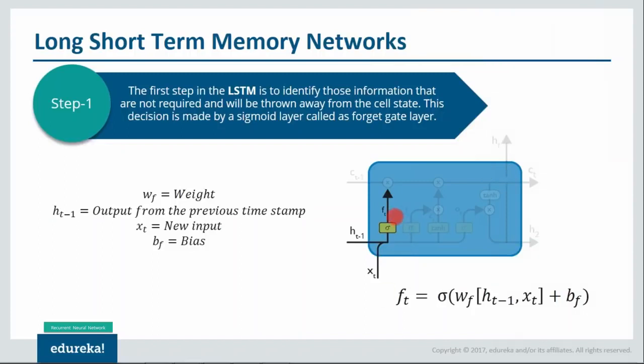So ft will be combined with the cell state later on, which I'll explain. Currently ft is nothing but the weight matrix multiplied by ht minus 1 and xt, plus the bias, and this equation is passed through a sigmoid layer. Alright, and we get an output that is between 0 and 1. 0 means completely get rid of this, and 1 means completely keep this. So this is what is happening in the first step. Now let us see what happens in the next step.